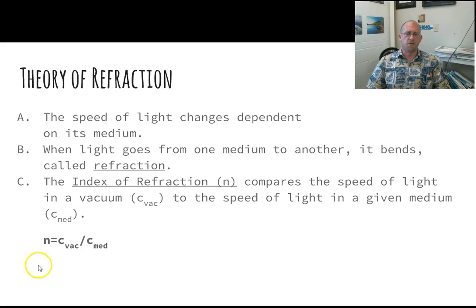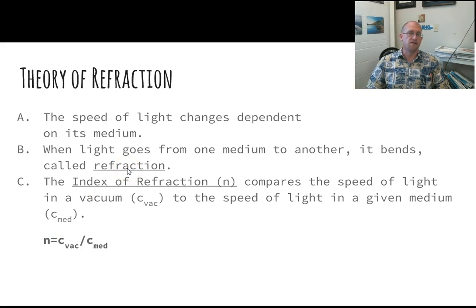But here we have this relationship that n, the refractive index, is the relationship between the speed of light in a vacuum and the speed of light in a medium. And when we compare those two, we will get a decimal number, a ratio, and that is the refractive index for a particular material. That refractive index will determine how a wave of light will change its direction when it moves into that new substance.